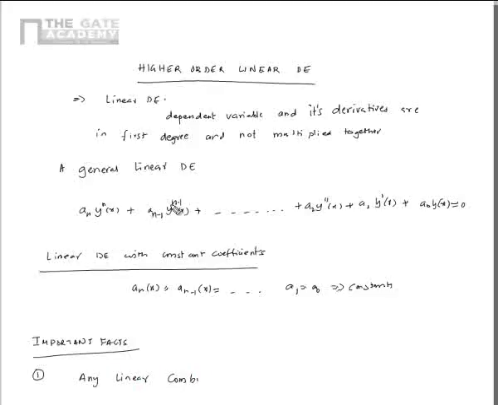any linear combination of solutions of a linear homogeneous DE is also a solution. Here homogeneous means the right hand term f(x) is 0. So what it means is any linear combination of solutions of a linear homogeneous equation is also a solution.